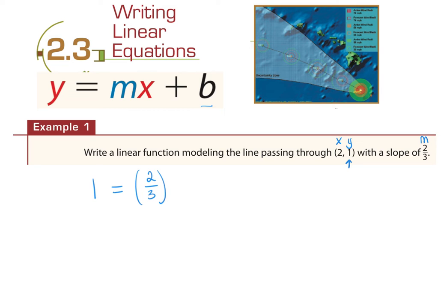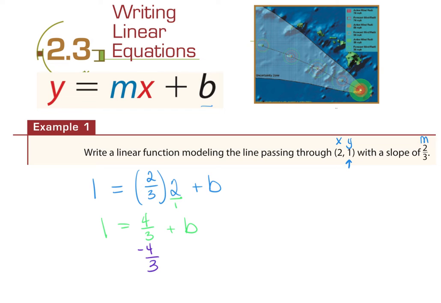2/3 times x. What was our x? 2 plus b. All right? And so now we can solve for our y-intercept. We're just going to use solving an equation, right? So we have 2/3 times 2, and remember, this is over 1. We just multiply our numerators and our denominators. We get 4/3 plus b. Then we are going to subtract the 4/3 over.